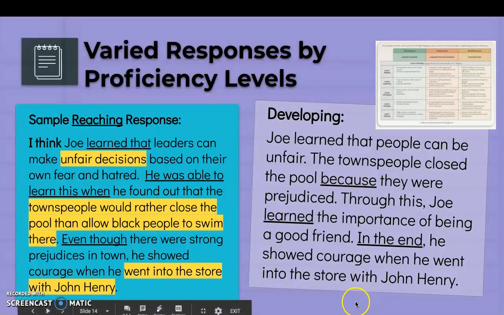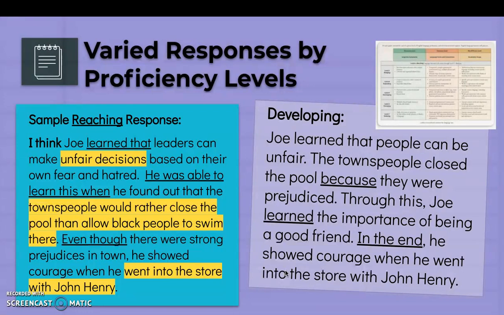Here's an example of a developing response. Take a moment and read it. You can pause the screencast. Notice how the students are still meeting the lesson outcome. However, you can see how the language is more appropriate for the proficiency level.